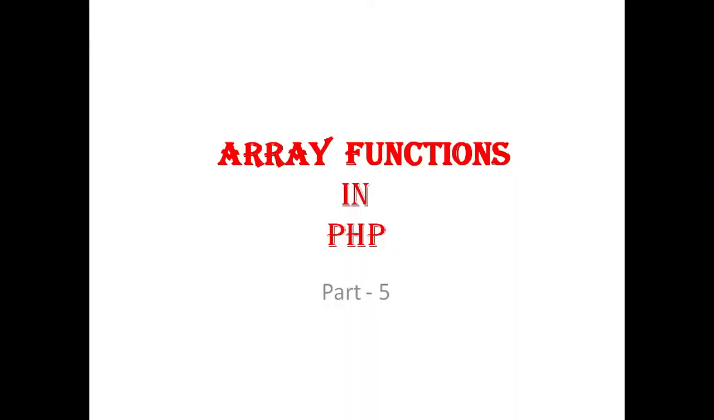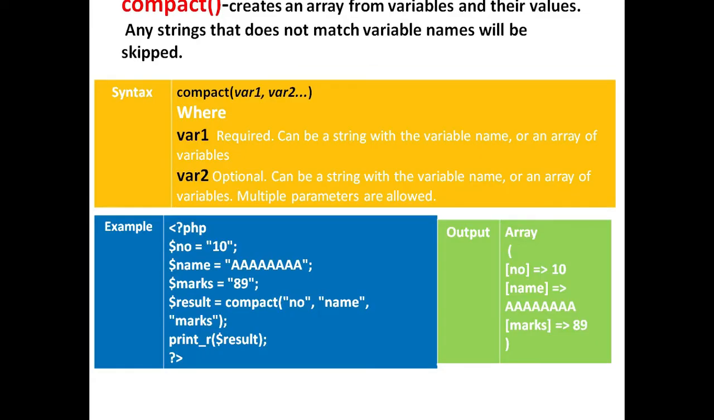Here we will see array functions in PHP. First is compact. This function creates an array from variables and their values. Any string that does not match variable names will be skipped.